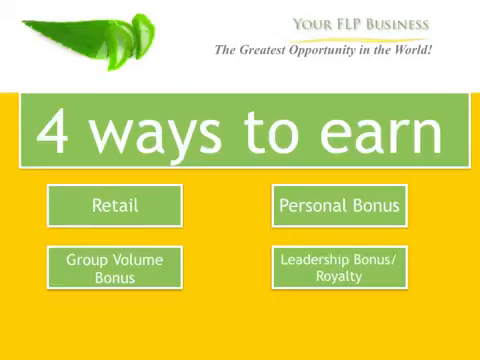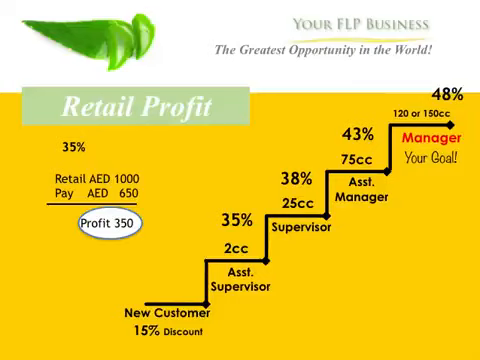Now, there are 4 ways to earn through this business. In your salary right now, there's only one way to earn, which is working and then you get a salary. In your traditional business, there's also one way to earn, just by selling products. But here in Forever, there are 4 different ways to earn. So first is the retail, second, personal bonus, third, the group volume bonus, and the fourth one is leadership bonus or royalty. And then you start explaining one by one. So let me explain it one by one.